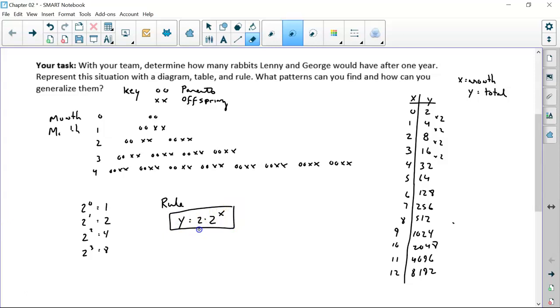Now that 2, that's our starting amount. That's our initial. And then 2 to the x, the base of that exponent, that's our multiplier. We're multiplying by 2 each time. So the total number of rabbits equals 2 times 2 to the x, where x is the number of months. All right, let's go to the next page.